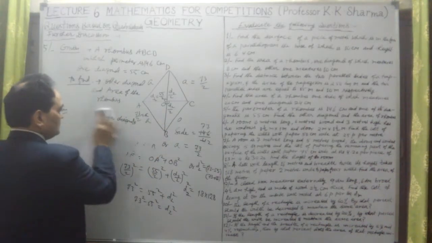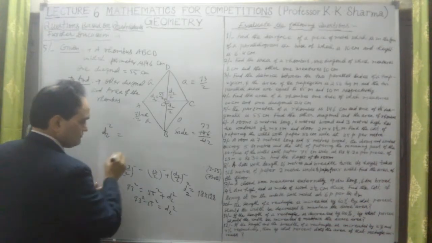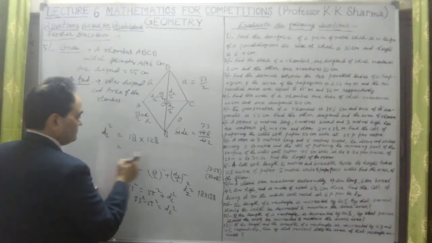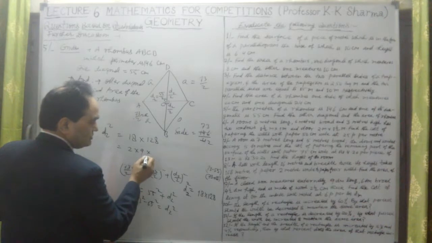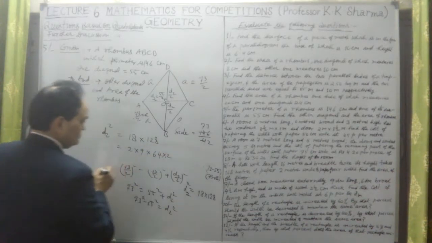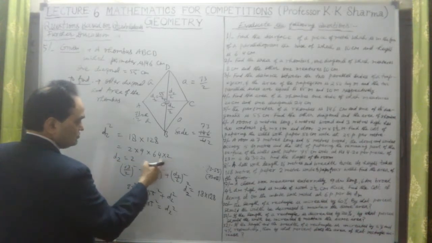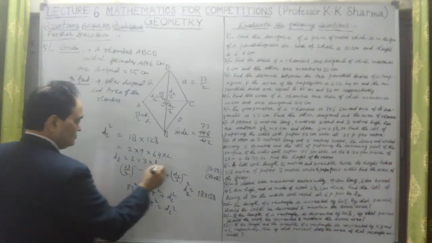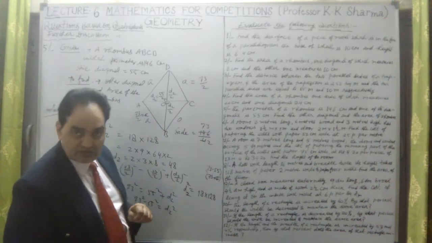The factorization will be easier. To calculate d2, the second diagonal, d2 square is equal to 18 into 128. 18 is 2 into 9, and this is 128. If I divide it by 2, it will be 64, which is 8 square, and 3 square is 9. The square root of this can be easily calculated. So d2 is equal to 2; a pair of 2 is there, so one 2 can be taken out, the square root of 9 is 3, and the square root of 64 is 8. So 3 times 2 is 6, and 6 times 8 is 48. d2 is 48. The length of the second diagonal is 48.